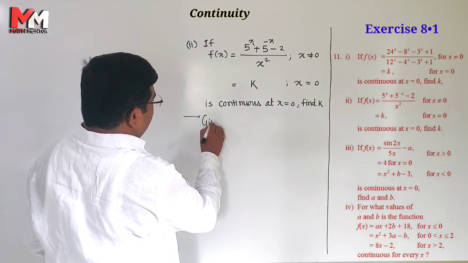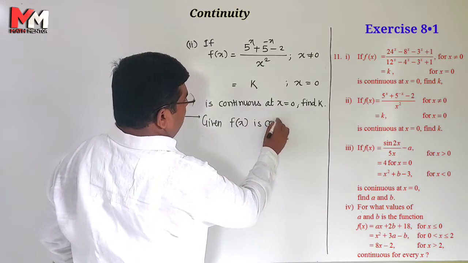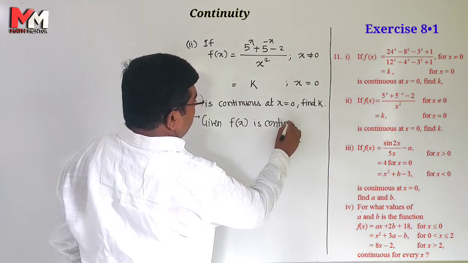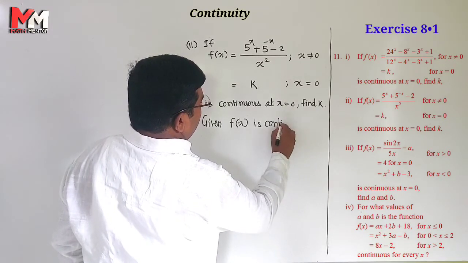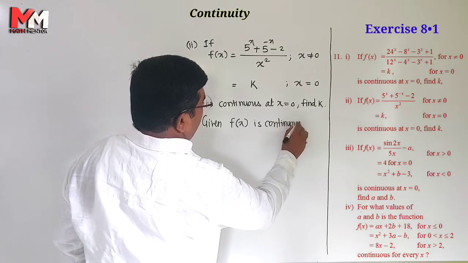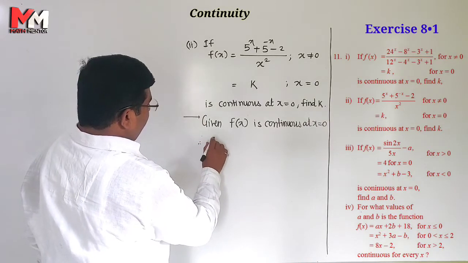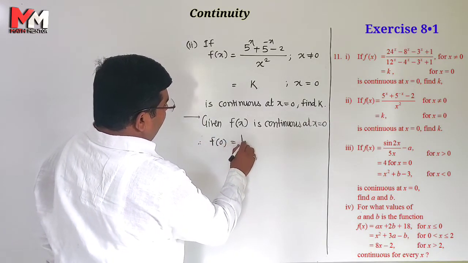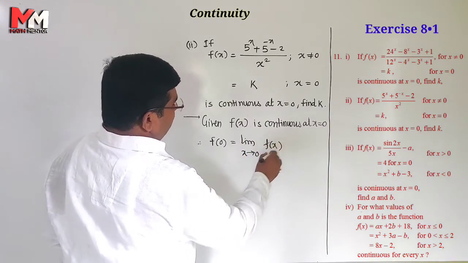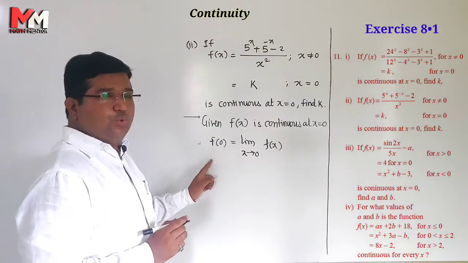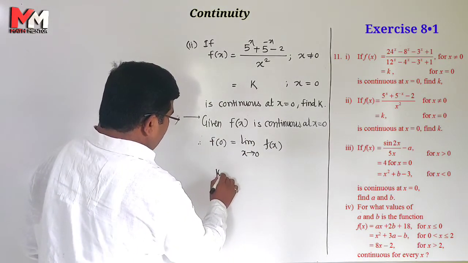So given f of x is continuous at x is equal to 0. So therefore, value is equal to limit of the function. So this is the important line of the solution, because it is given. So what is the value here? K, which we have to find. जो हमें find करना है.